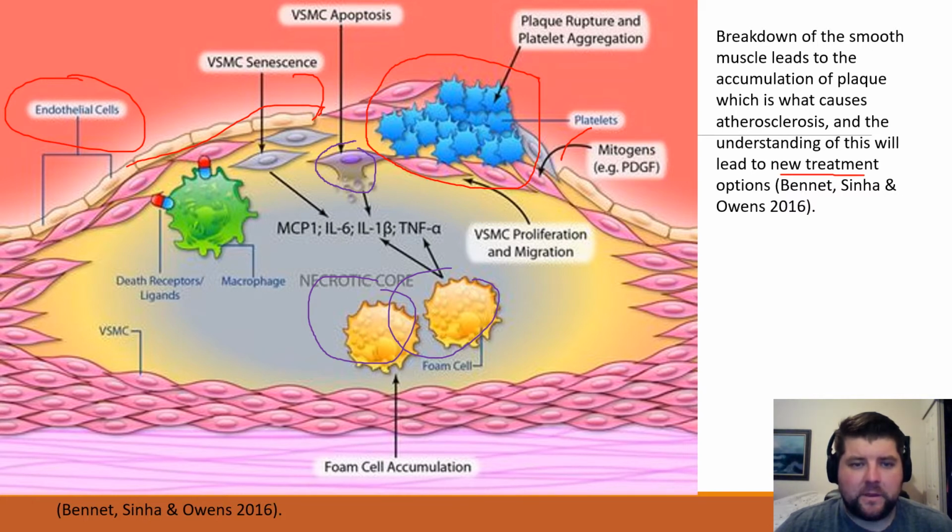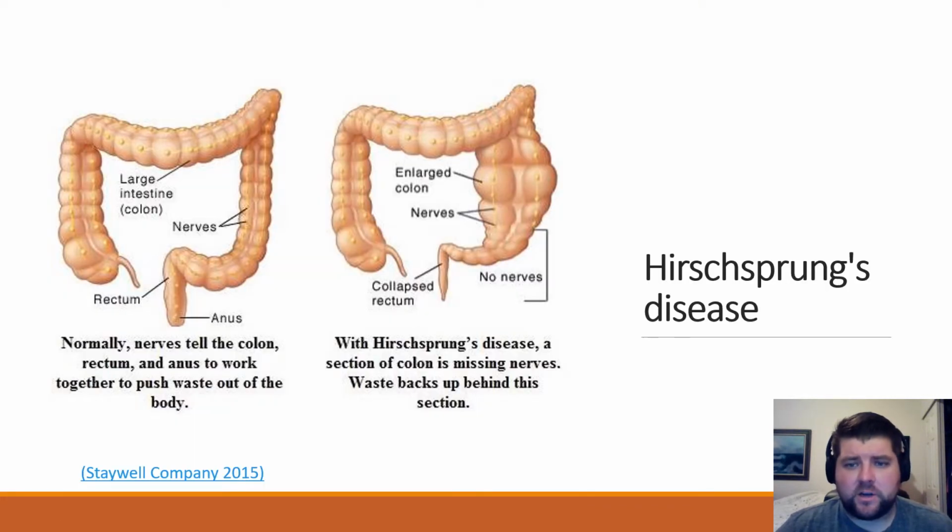Finding out how to stop it, right here at the senescence of it, or during the apoptosis, and stopping these foam cells, or even changing the way these death receptor ligands or macrophages work, can really help in fighting this condition. Lastly, I want to talk about another smooth muscle problem that can occur.